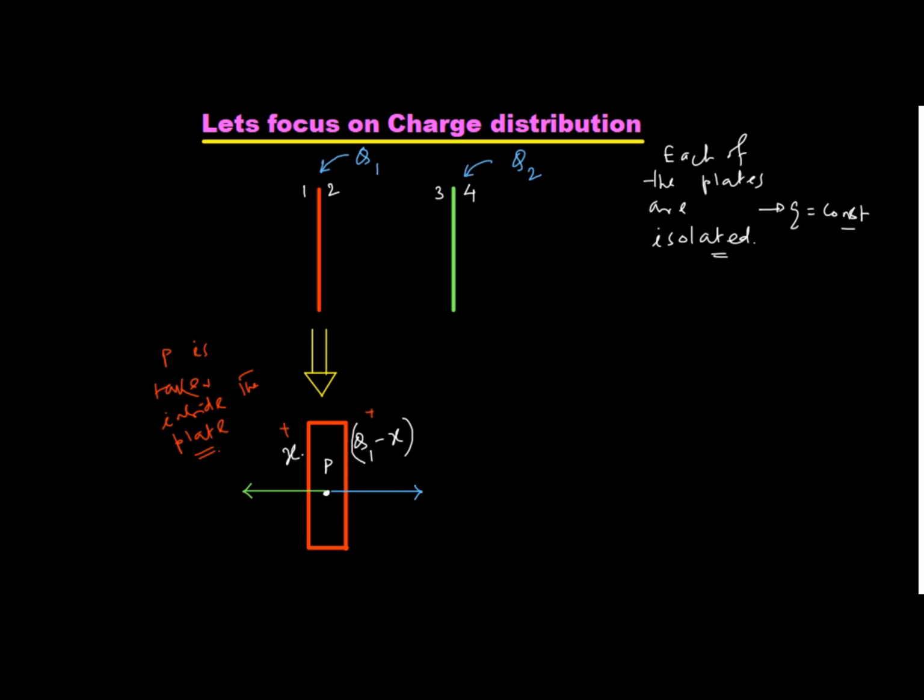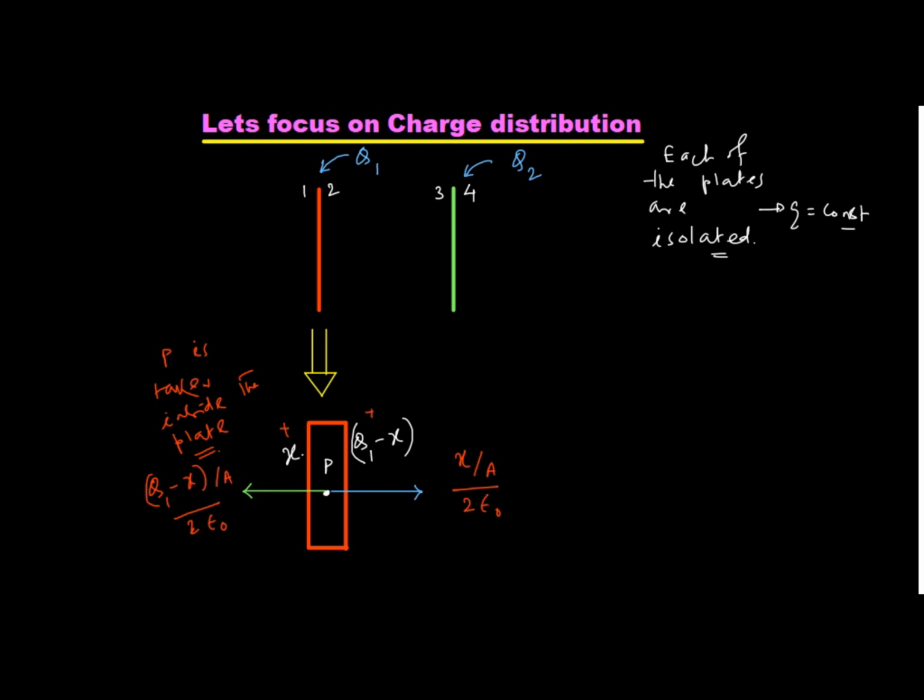Due to x, there will be a field in the rightward direction. And this field I can write comfortably has to be x by A, that is charge per unit area, divided by 2 epsilon naught. Similarly, due to this q1 minus x, we will have a field in that direction. How much will that be? q1 minus x divided by A, that becomes sigma, divided by 2 epsilon naught.